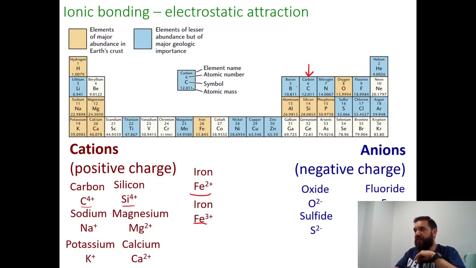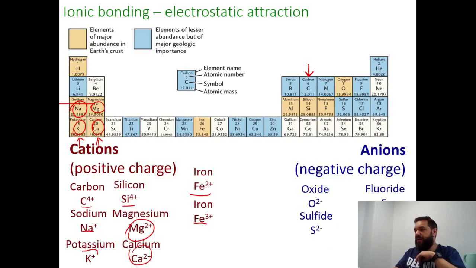Look how they're both in the same family. When sodium ionizes, it's always plus 1. When potassium ionizes, it's always plus 1. Does that make sense? Yeah, because they're in the same family. When magnesium ionizes, it's plus 2. When calcium ionizes, it's plus 2. Does that make sense? Yeah, because it's in the same family.